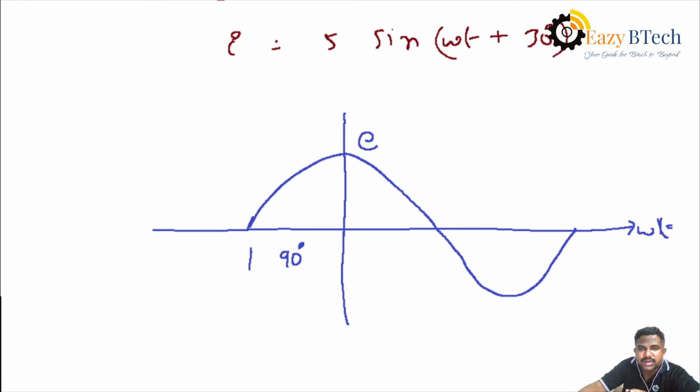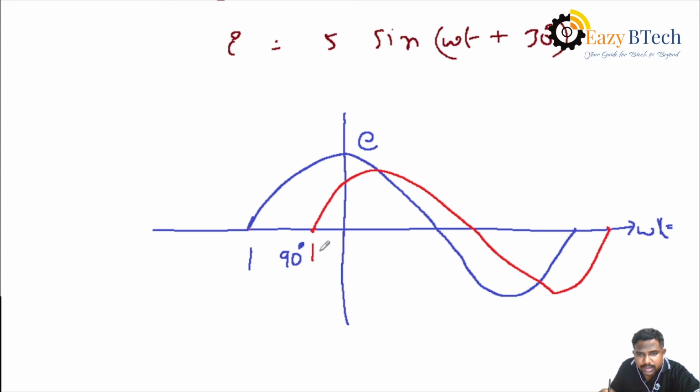Similarly, the current will be starting at 30 degrees. Then here, the distance is 30. Then what is the phase difference between the two waveforms here?